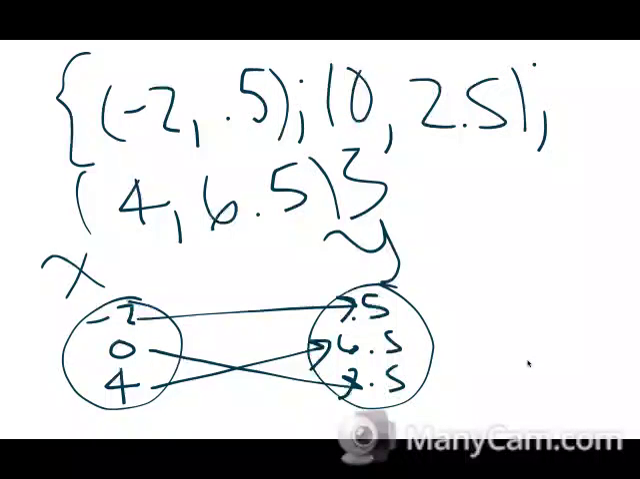You can see what makes this a function is that one x is going to one y. There aren't two x values that are going to the same y value. So we'll see this in other examples. So why don't we move on to problem 2.